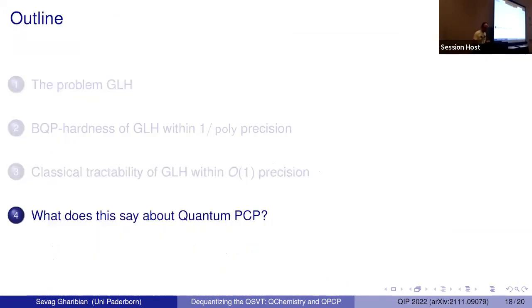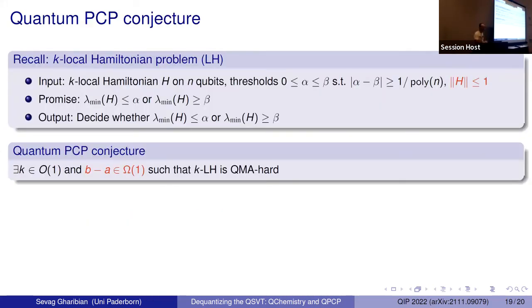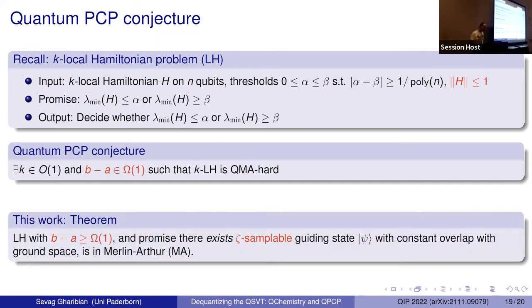I don't have any open questions at the end, so I'm just going to take that time instead to very briefly tell you about the connection to the quantum PCP conjecture. Remember, the quantum PCP conjecture is in this setting the local Hamiltonian problem, but you ask what happens if we're very sloppy, and we just want constant error in estimating the ground state energy. It's supposed to be QMA hard, but what we show is that exactly in this regime of constant error, if you have access to one of these good guiding states, these sampleable guiding states, then there's no way this quantum PCP is going to hold, because the local Hamiltonian problem actually falls into a smaller complexity class, MA.